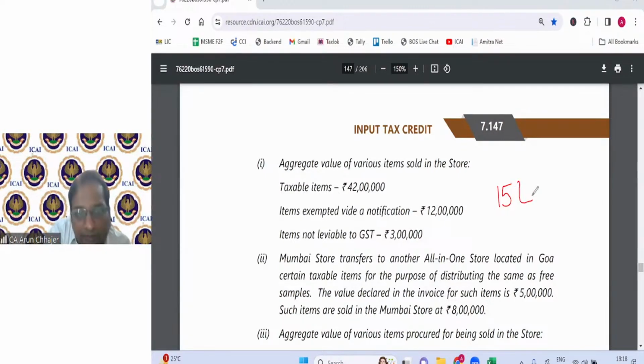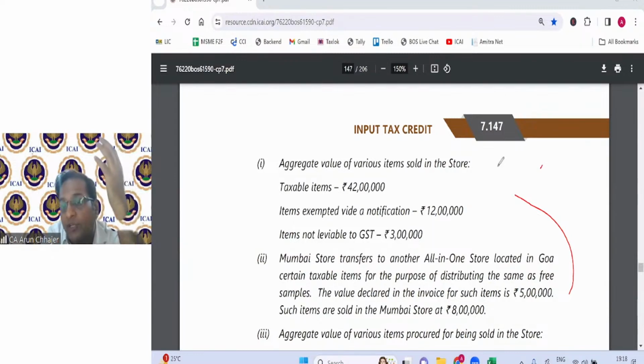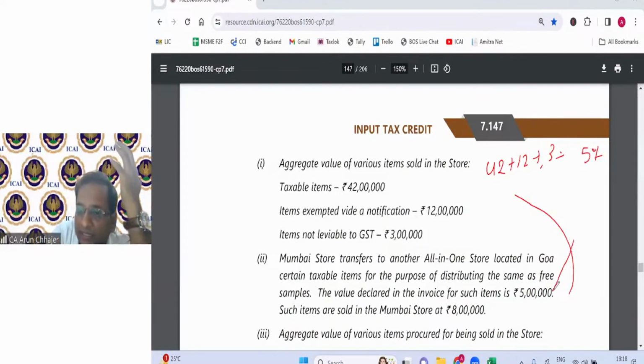Now, one is 15 lakh. ठीक है. Then read the clause: Mumbai store transfer to another all-in-one store of Goa for the purpose of distributing the free sample, the value declared on the invoice is 5 lakh, but such items are sold at 8 lakh rupees. Do we need to add in this? Question number 1. What is my total sale? 42 plus 12 plus 3. यहां तक मेरा कितना आया? 57 lakh आया.